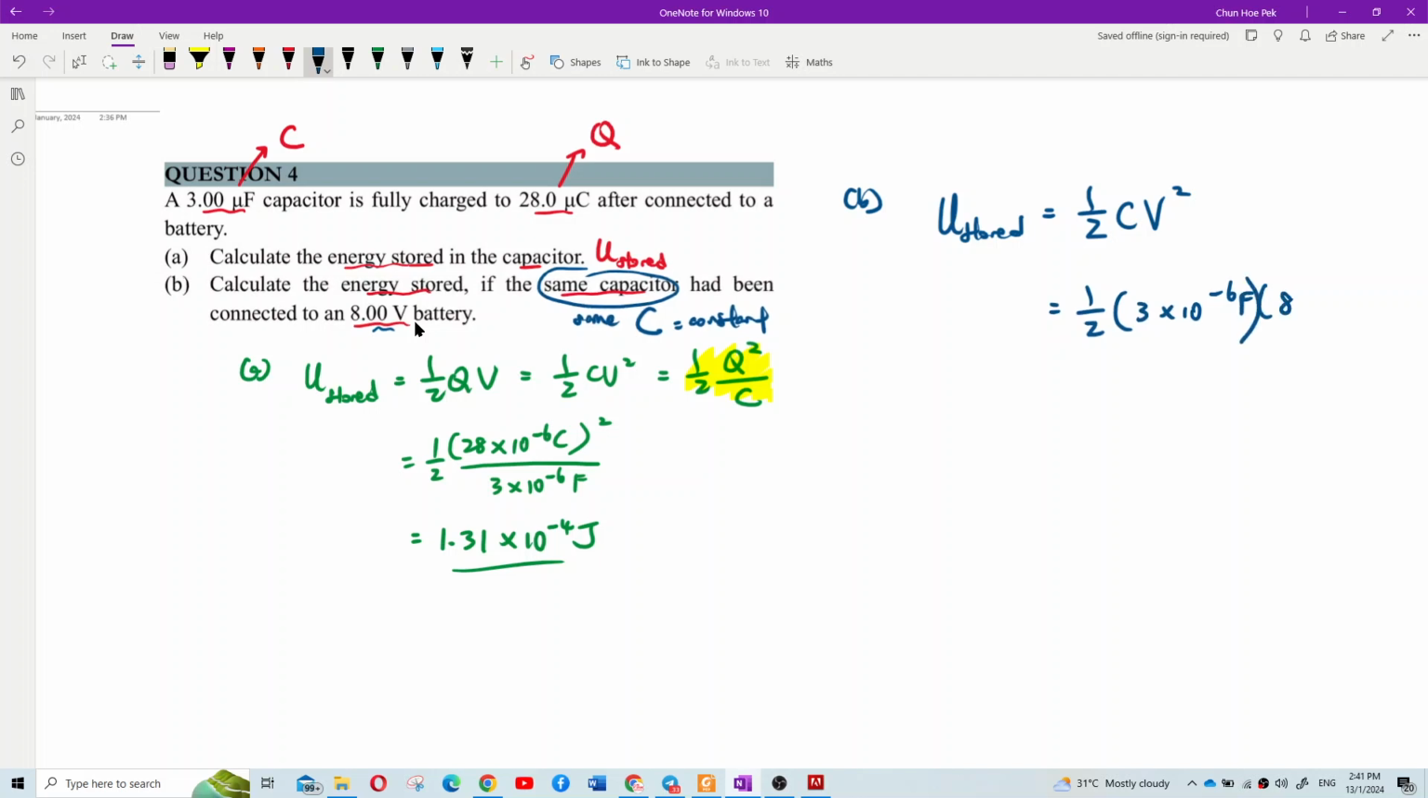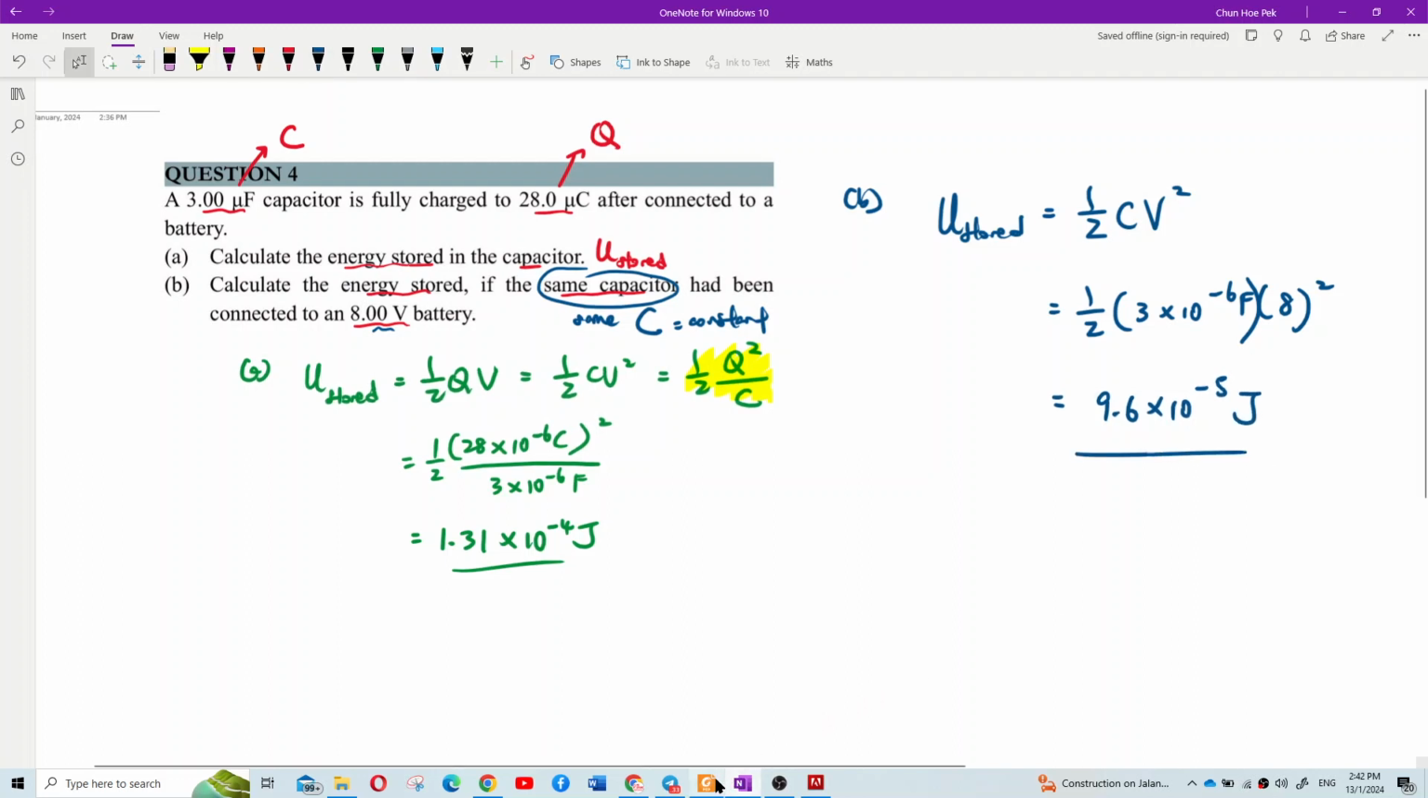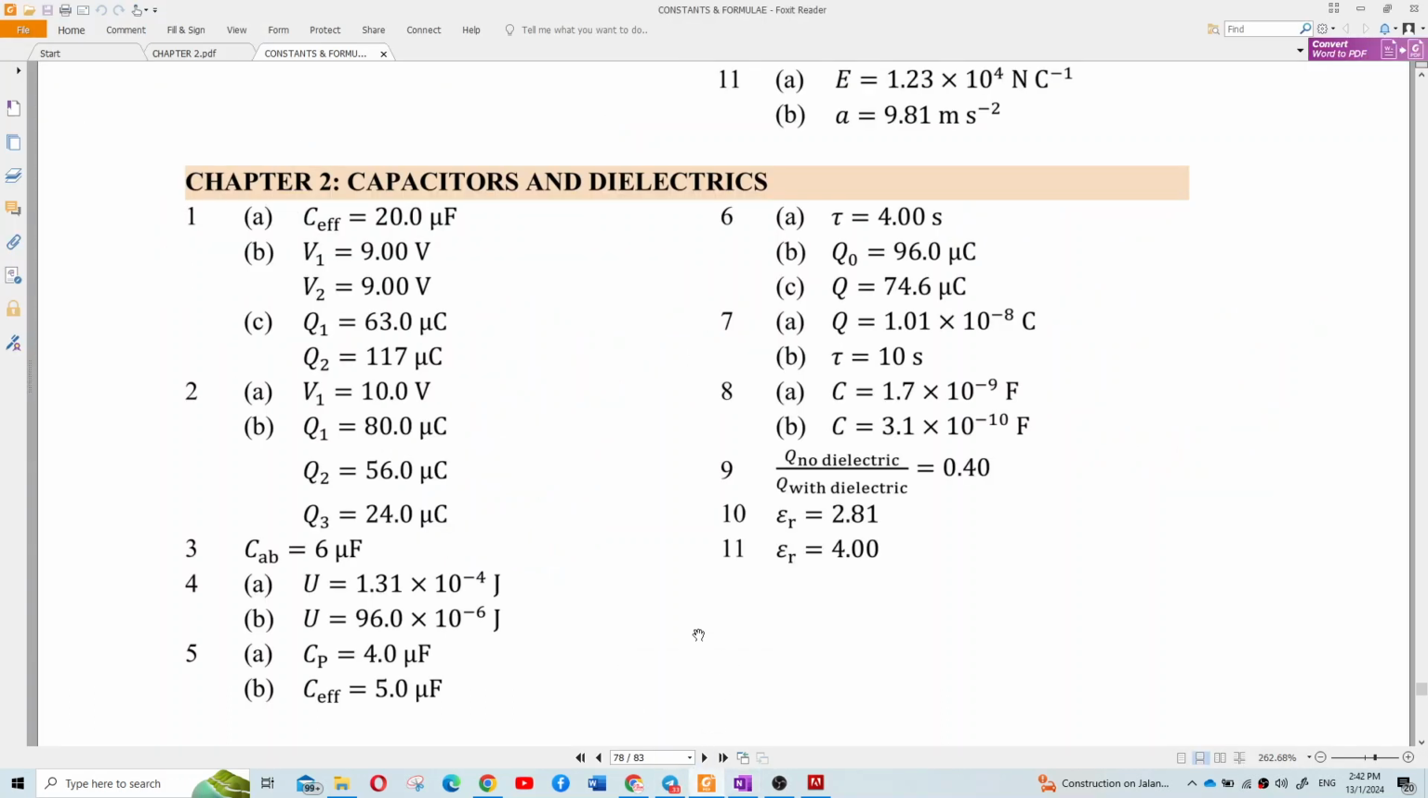So 8-volt battery. So what's the answer? Remember to have the square. Half CV square. So 8 square divided by 2 multiply 3 exponent -6. Yeah, so the answer is 9.6 exponent -5 joule. Okay, is that the answer? 9.6 -5.